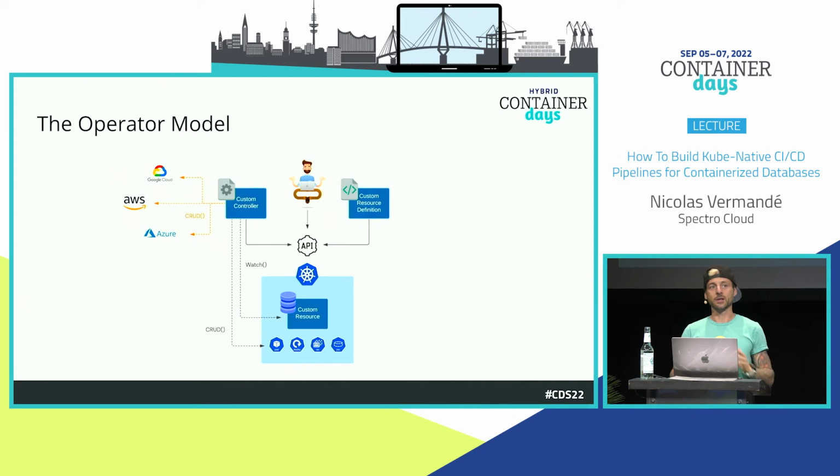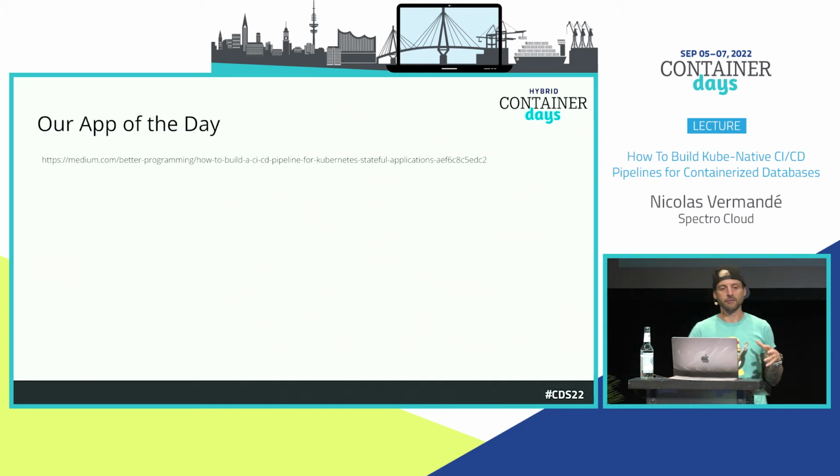So the point here is that the operator is super powerful, and this is how you can extend Kubernetes, the Kubernetes API, considering Kubernetes as an automation engine and a next generation infrastructure platform.